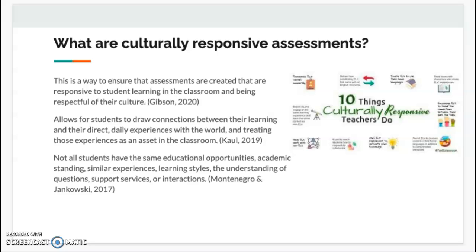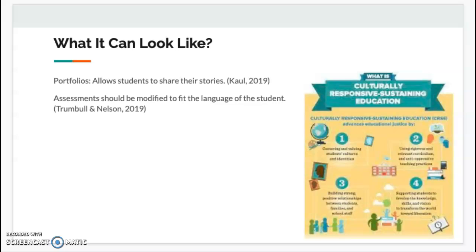I do that a lot with my social studies classes, where we'll read something about the past and then I'll have the kids make connections to their daily experiences or something that they've read or experienced in their lifetime. Not all students have the same educational opportunities, academic standing, similar experiences, learning styles, understanding of questions, support services, or interactions as well. What can it look like?